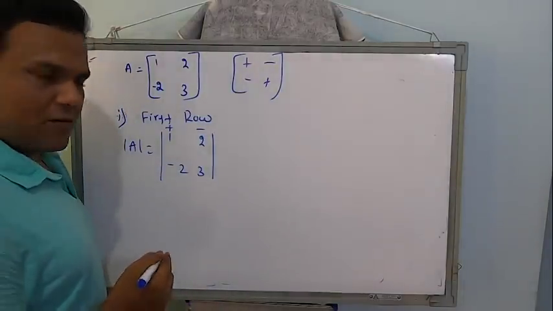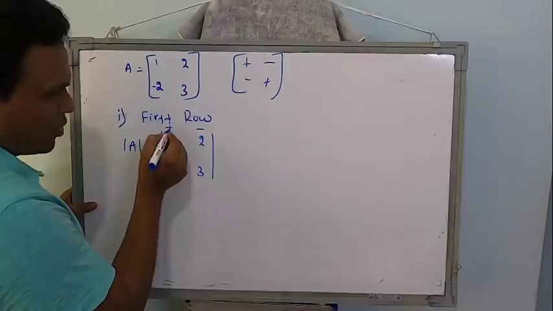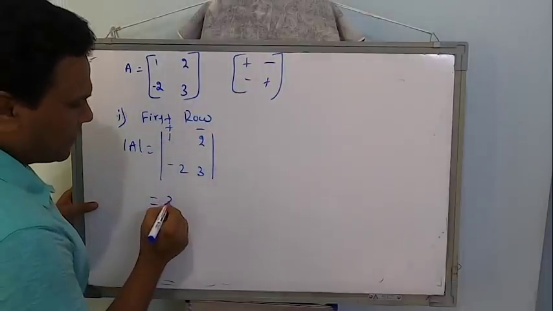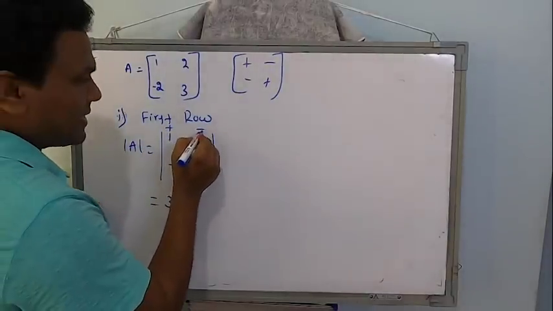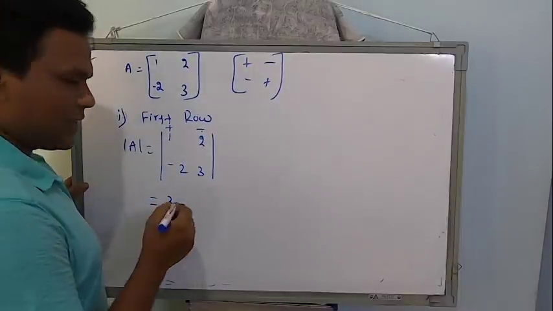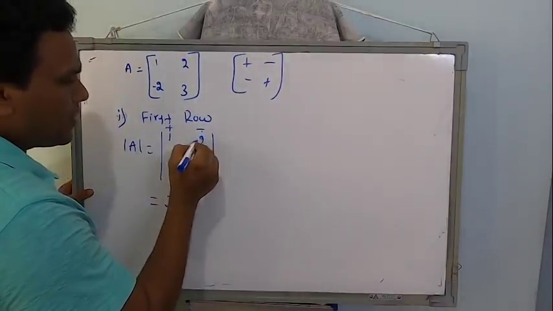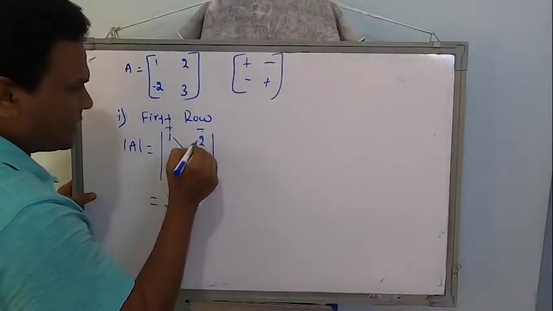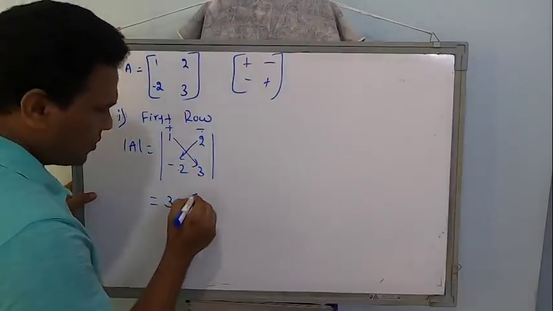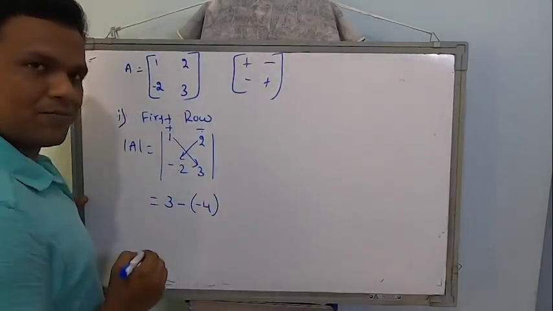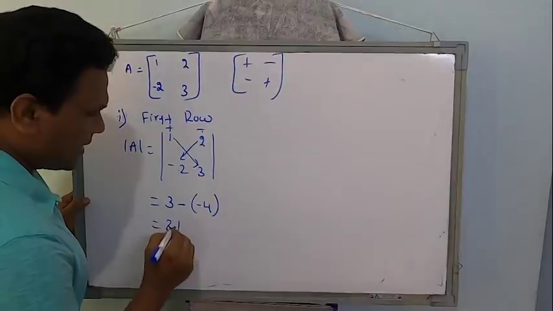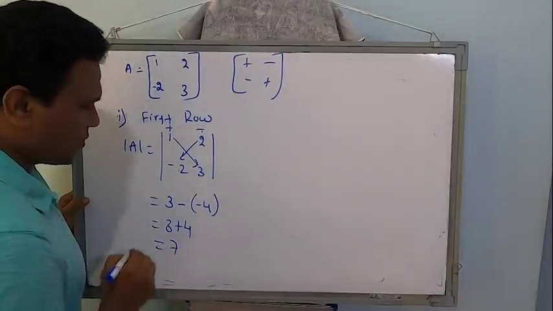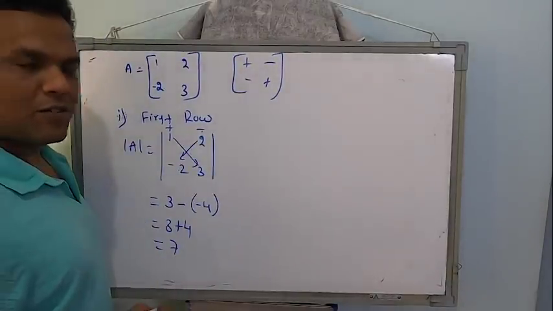So let me expand it from the first row. This already has a plus sign, so 1 multiplied by 3 will be 3. What is the next sign? Minus. You write down the minus first. Then look at here. This is over, right? Now multiply these two: 2 multiplied by minus 2, that is minus 4. So what will the answer be? 3 plus 4 will be equal to 7. This I expanded from the first row.